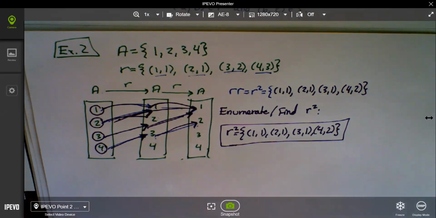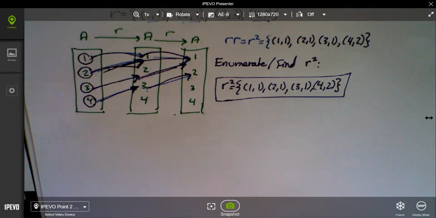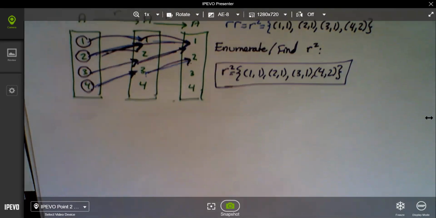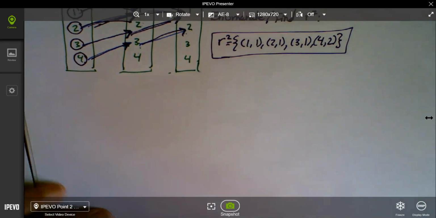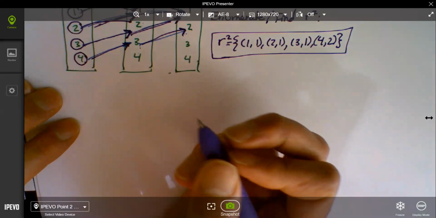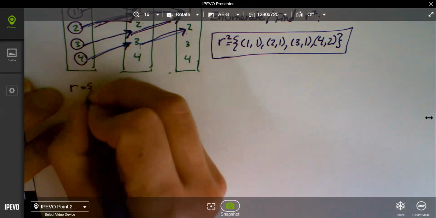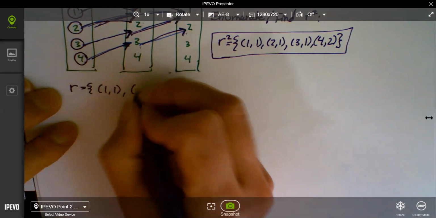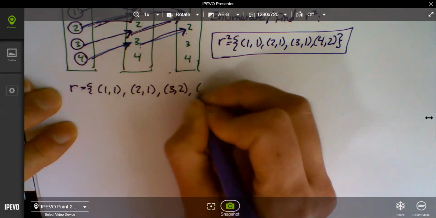Now, let's do something even more fun, all right? And we're going to maybe use the definition more closely this time, if we were to compose R squared with R, okay? So I'm going to move this paper up a little bit, and let's compose R squared with R. So R was (1, 1), (2, 1), (3, 2), and (4, 3).